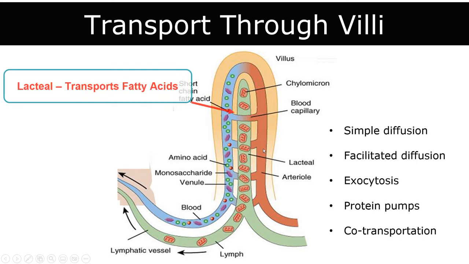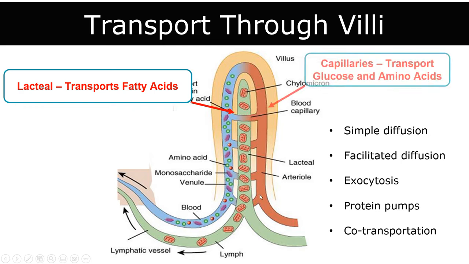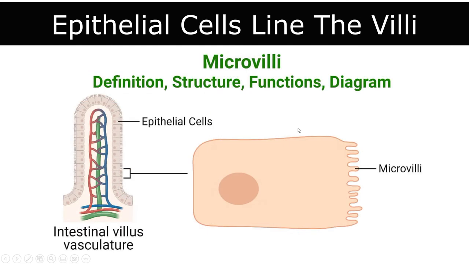So we're going to quickly review our different kinds of transports. And so just a reminder that our two main classes are going to be the transport of fatty acids through the lacteal and the transport of glucose and amino acids through these capillaries. And so let's take a closer look at the actual structure of this villi.